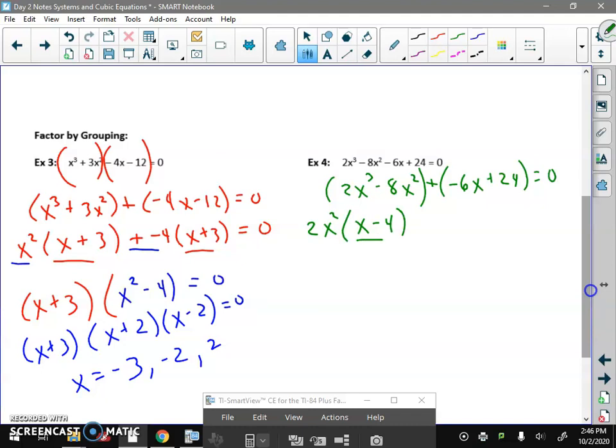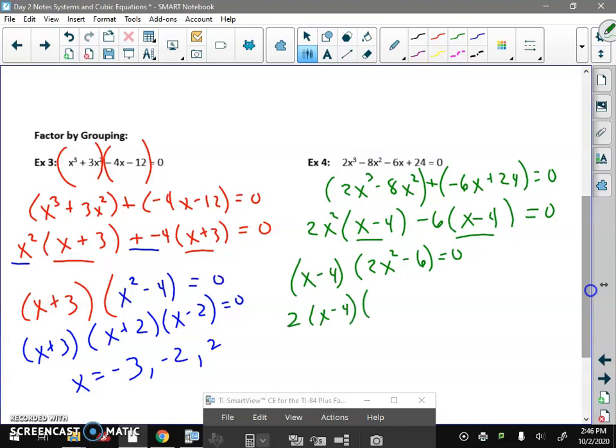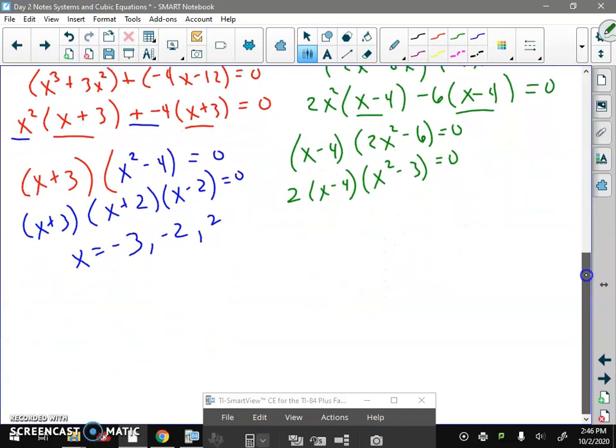I could pull out a 6, but I want to pull out a -6, leaving me with that, x minus 4. Beautiful. Binomial is now common. What's left? Factor that, I can pull a 2 out. What are my solutions? Well, remember when you're teeing it up, take shortcuts, but know what you're doing.